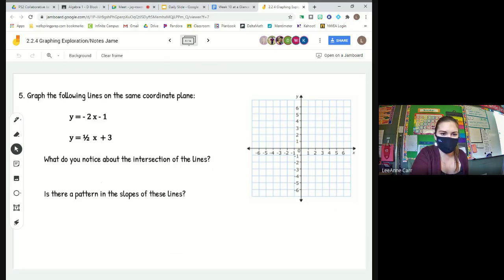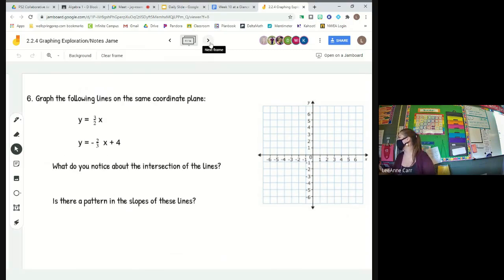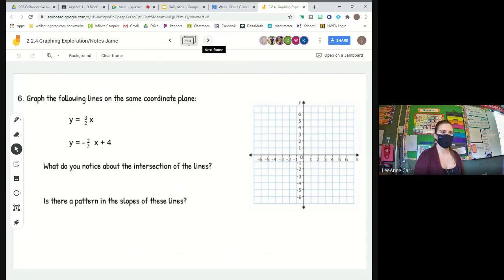Your Jamboard won't work? Oh. Uh-oh. Here, I'll flip to the second one for a second so you can write down your equations. It might just be because so many people are on it right now that it's freaking out.